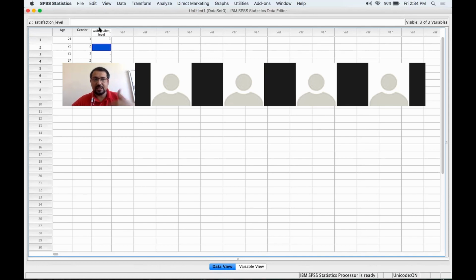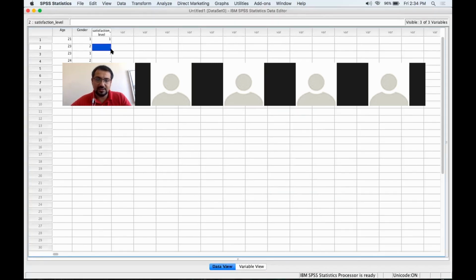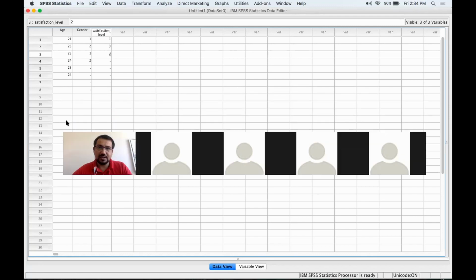For example, you go to the first respondent, and the first respondent says, yes, highly satisfied, so you will put 1. If he says not satisfied at all, you will check how you have defined this. Let's say he didn't answer, in that case you will just write 3, for example. The second says, no, I'm not satisfied at all, and accordingly you will fill the data. Clear or not clear? This is how you put your data, this is how you are going to create all the variables. Is there any question so far?